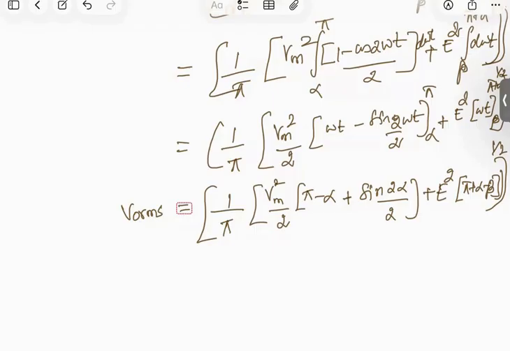Because when we substitute the upper limit, this term will be sin 2 pi by 2. Sin 2 pi is 0, so we have not considered that one. So this is the V naught RMS value. The V naught RMS value for a single phase semiconverter with the RLE load in discontinuous conduction mode will be 1 by pi Vm square by 2 into pi minus alpha plus sin 2 alpha by 2, plus E square into pi plus alpha minus beta, whole to the power 1 by 2. Thank you.